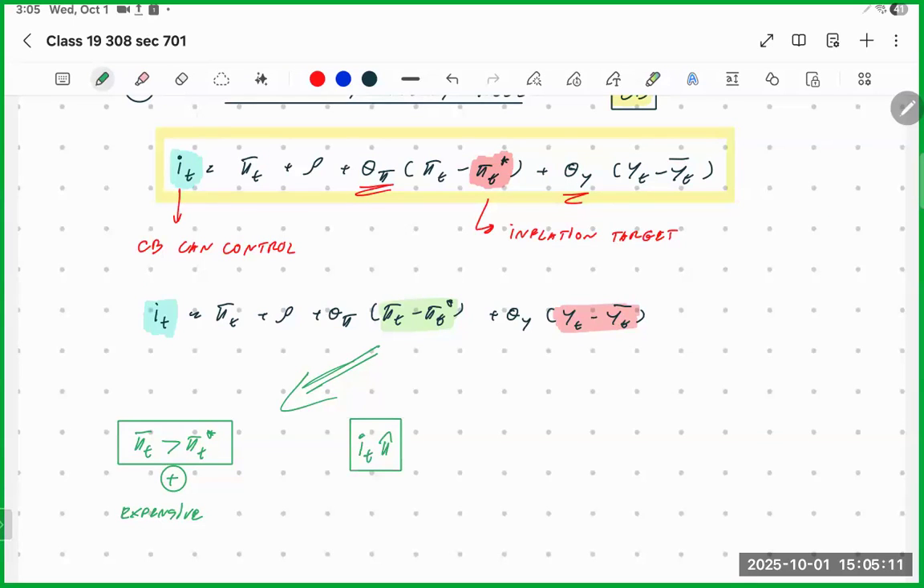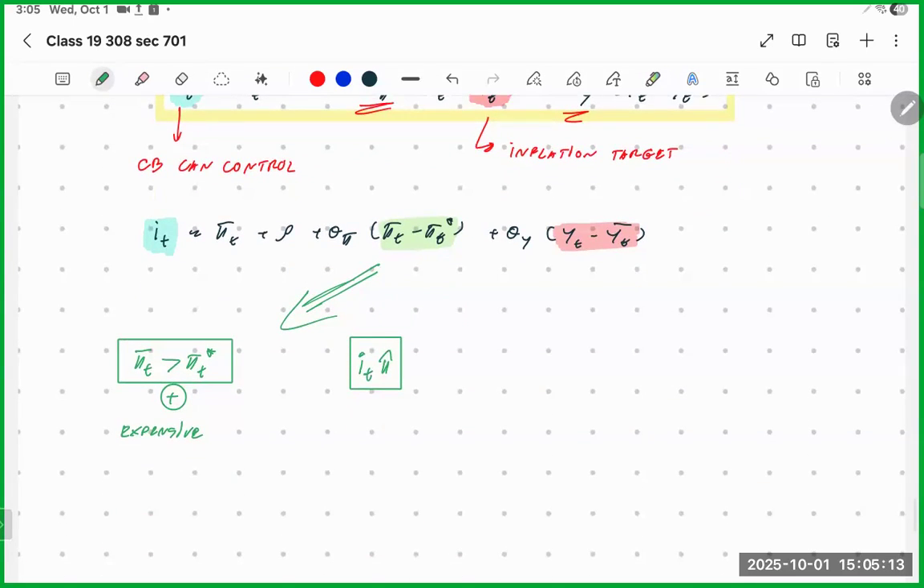Why do they increase the interest rate? If they increase the interest rate, the cost of borrowing becomes higher, right? People are going to borrow less, right? The business sector is going to invest less. People are going to spend less. Then everything is going to be cheaper. See, it should make sense.